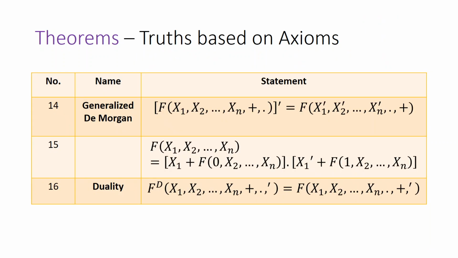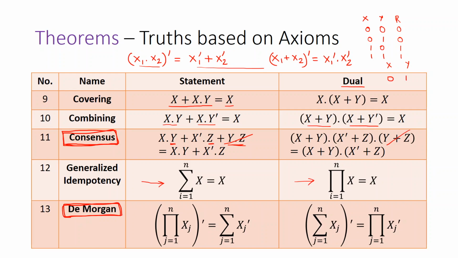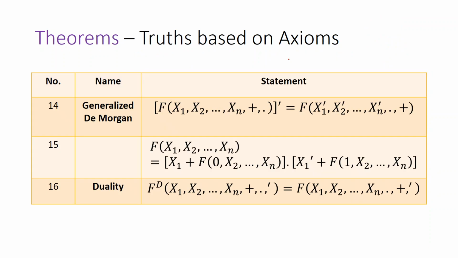What does generalized De Morgan say? Generalized De Morgan says that if there is a function, any function, so here the function was simply a term with AND operators, or simply a term with OR operators, but a general function can have both OR and AND operators. Suppose you have a function like this, where all these operators are there, and it can be a lengthy function as well.